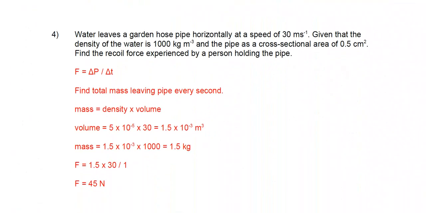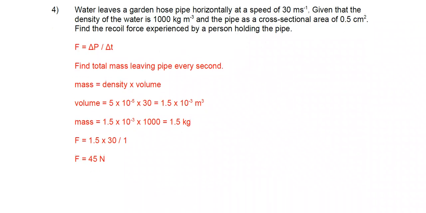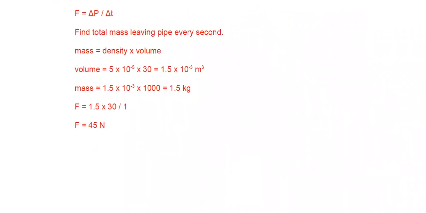And finally, number 4. Water leaves a garden hose pipe horizontally at a speed of 30 meters per second. Given that the density of water is 1,000 kilograms per meter cubed, and the pipe has a cross-sectional area of 0.5 centimeters squared, find the recoil force experienced by a person holding the pipe. Well, F equals change in momentum over change in time.